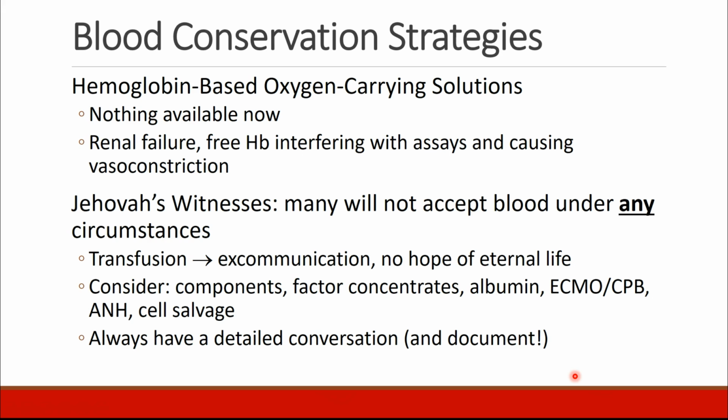We know that there are patients who will not accept blood under any circumstances for religious purposes. In these patients, we have to have a discussion with them, determine which products are and are not acceptable to them, and consider various components, concentrates, albumin. We can ask them what their opinion is about removing blood and returning it back to them, like ECMO, cardiopulmonary bypass, acute normovolemic hemodilution, or cell saver. But most importantly, have that detailed conversation with them and certainly document the results of that conversation.